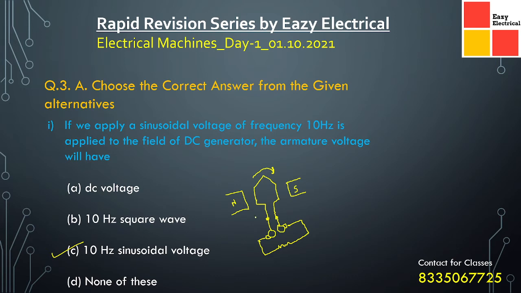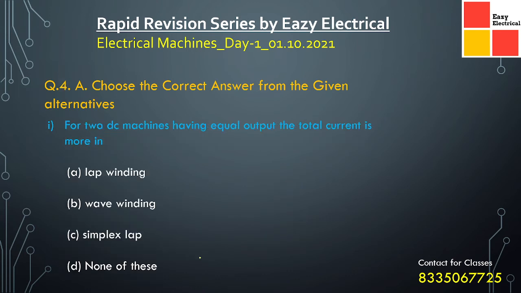So this is the basic construction. The voltage ultimately generated in the coil before this slip ring is basically a sinusoidal voltage. So the answer will be 10 Hertz sinusoidal voltage. Now coming to the next question.